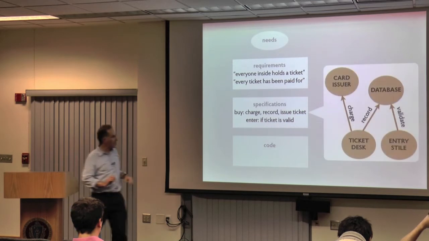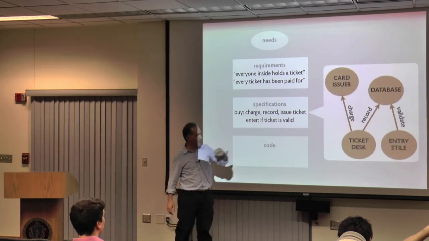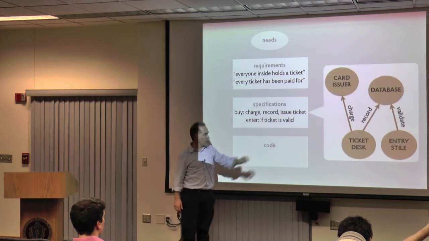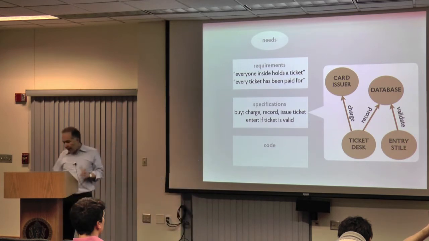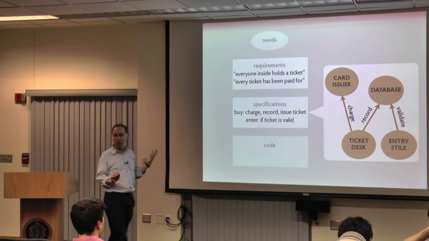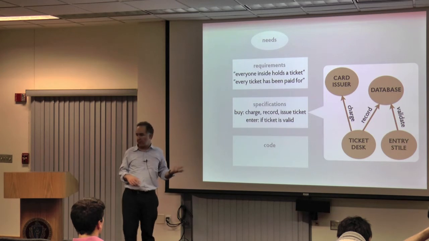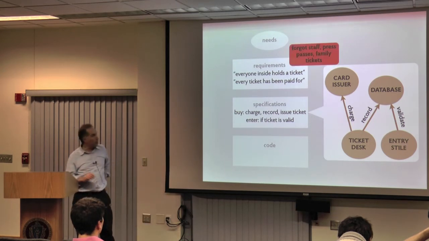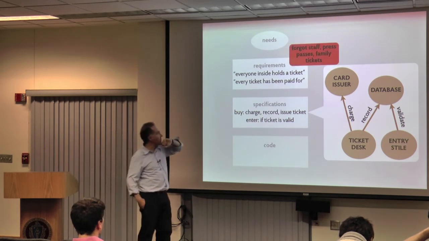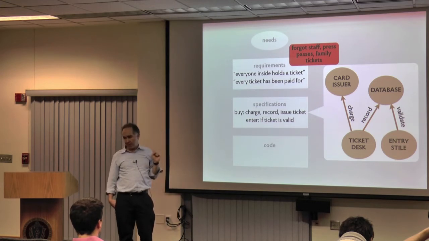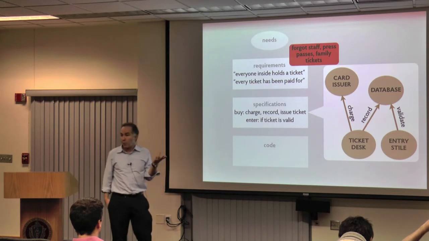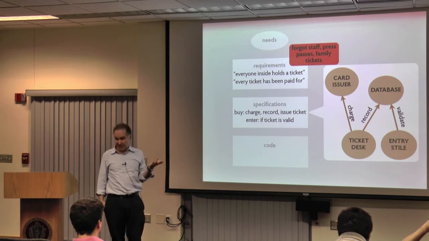And I could build a little architecture that has the ticket desk and the entry style with the appropriate communications. And now I can consider the kinds of flaws that this model of development would expose. So one flaw, for example, that sits in this elicitation phase is that maybe these aren't the right requirements. I didn't, for example, include the possibility of there being staff who work for the museum who certainly don't need tickets to be inside, right?